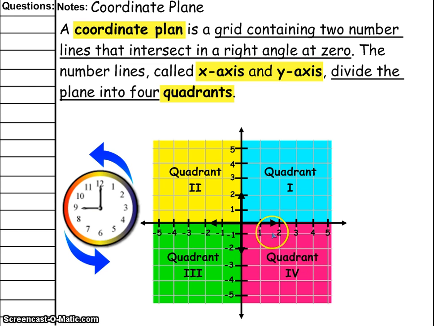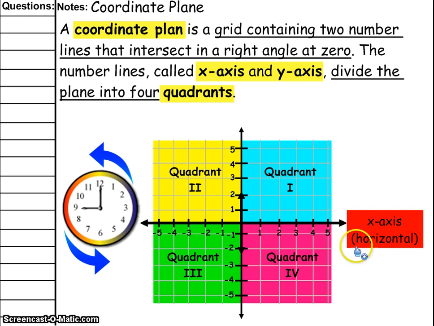The number line that runs horizontally, or from left to right, is our x-axis, which is horizontal. The number line that runs up and down is our y-axis, which is vertical. So again, x-axis is horizontal, y-axis is vertical. And that's our coordinate plane. Now next we're going to look at how to locate points on a coordinate plane.